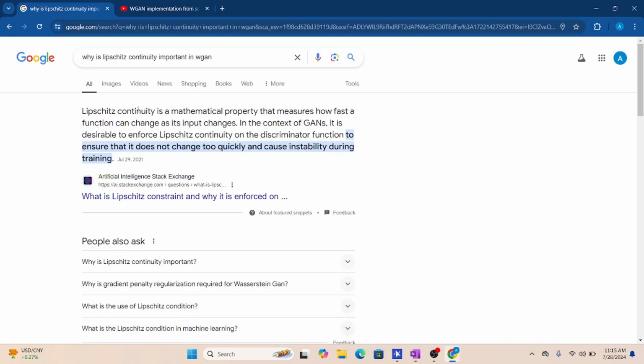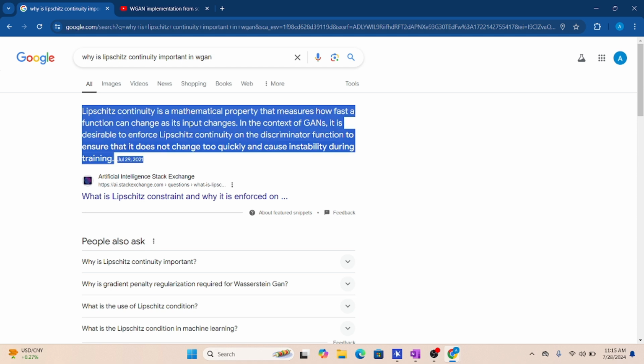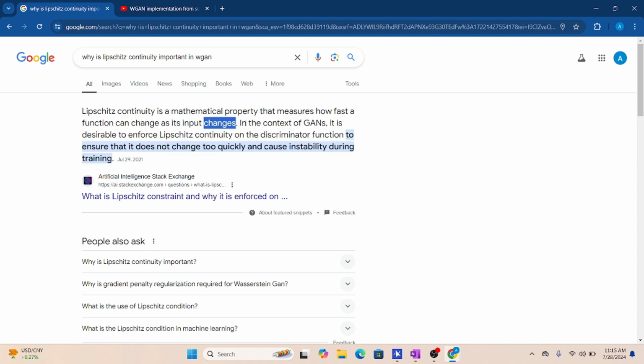What is Lipschitz continuity? It's a mathematical property that measures how fast a function can change as its input changes. In the context of GANs, it is desirable to enforce Lipschitz continuity on the discriminator function, to ensure that it does not change too quickly and cause instability during training. So it provides better stability during training. So we use Lipschitz continuity.